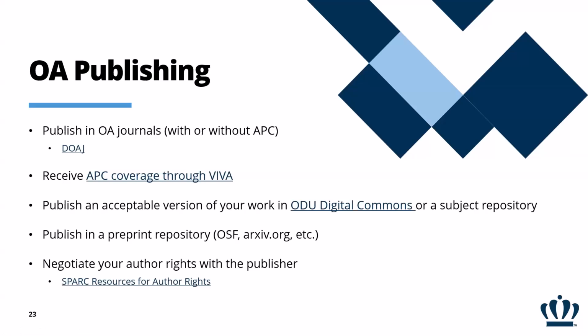If you do want, or perhaps need, to publish open access, you do have options. If you choose a journal without an APC, you can search for a Diamond open access journal in your discipline. You may also qualify for a waiver through Virginia's Academic Library Consortium, VIVA. They have a lot of APC coverage for different publishers. Just be aware that not all journals will be included, and I'll go into that a little more in a minute. You can also post an acceptable version of your article in ODU's institutional repository, ODU Digital Commons.